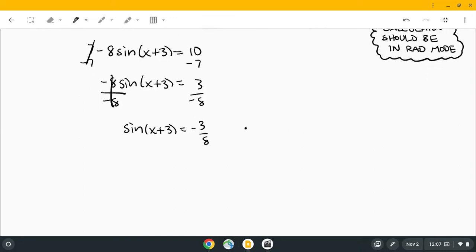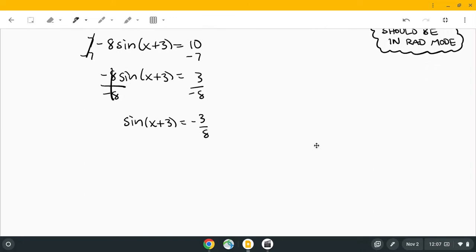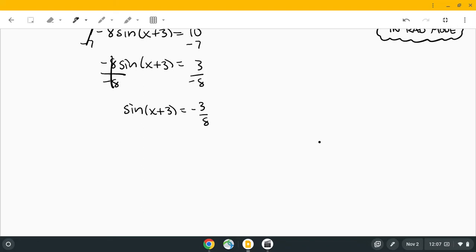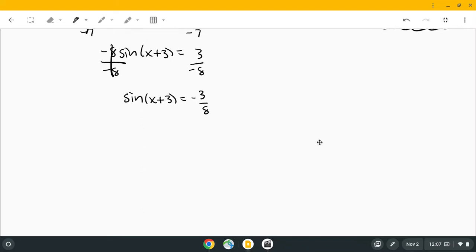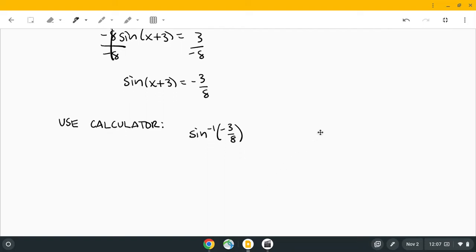Now we can go ahead and use our sine inverse on the calculator. So here we would do sine inverse of negative 3 over 8. Again, make sure you are in radian mode. So when I punch that into the calculator, I get negative 0.38.